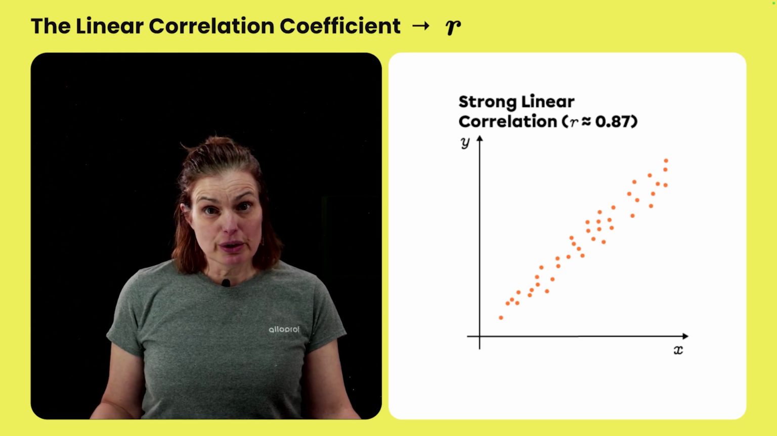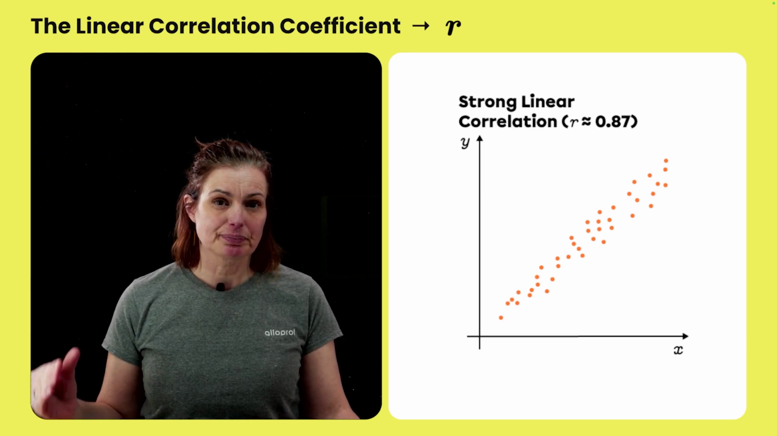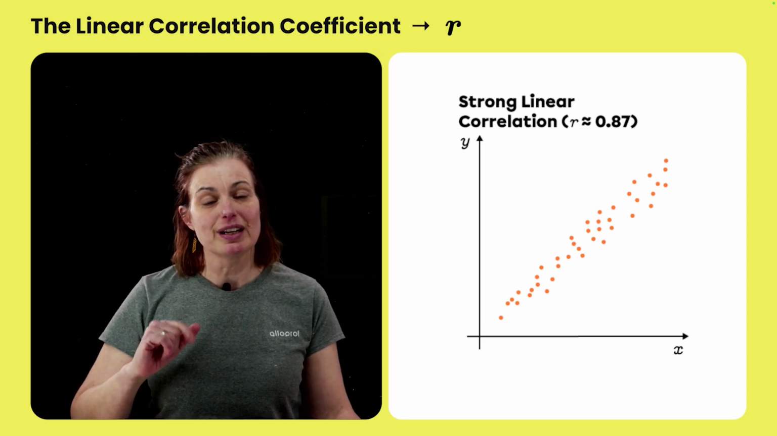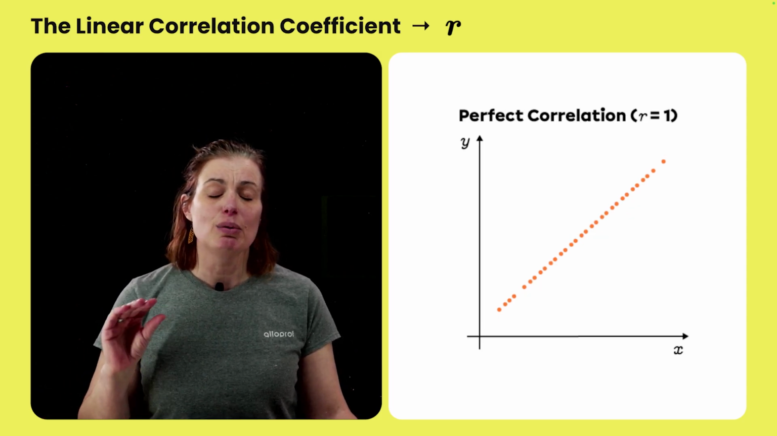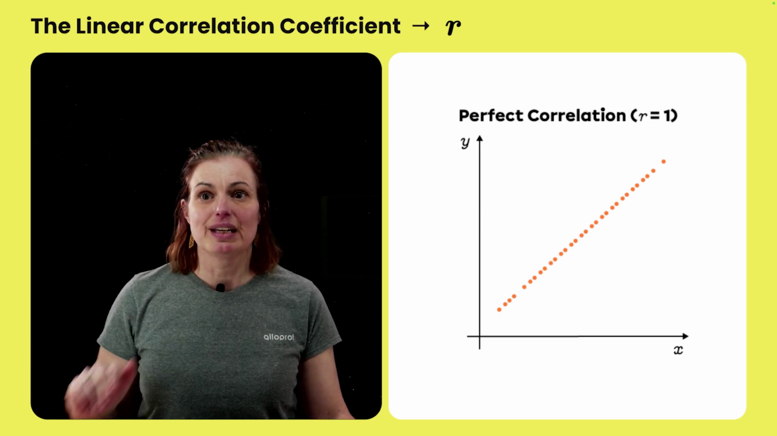A strong linear correlation would be an R value approximately equal to 0.87. And you can see that once again, the data is really grouping and starting to form a straight line until we reach perfect correlation, which would be an R value equal to 1. Perfectly straight line, data all grouped up nicely.